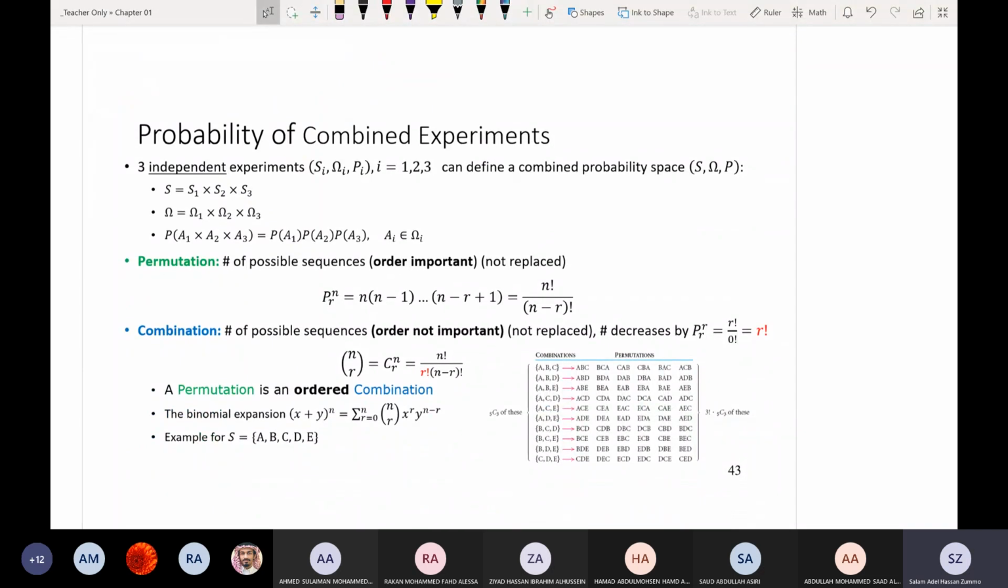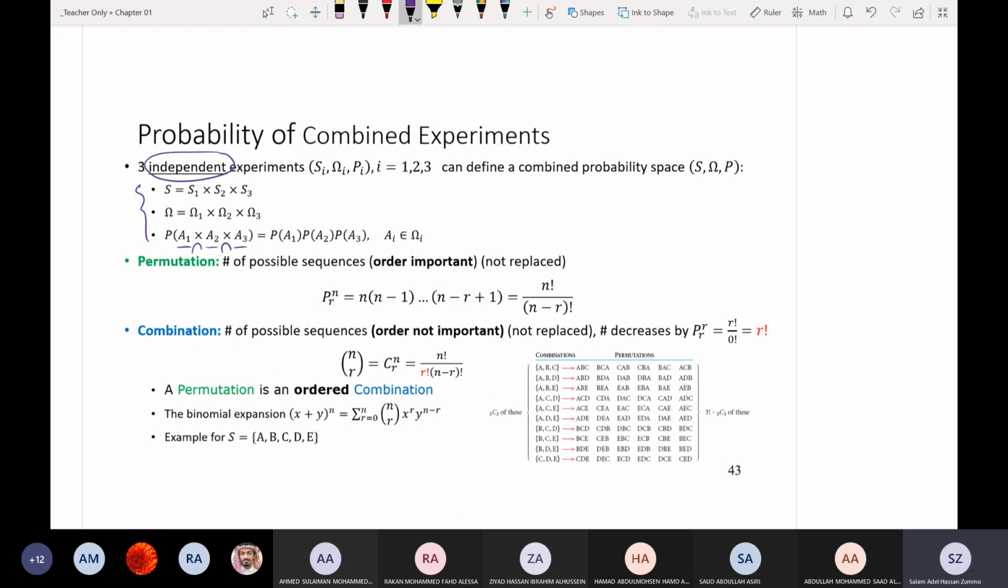So for example here, the three independent experiments can be defined by the combined probability space, as we said. This is the extension of what we talked about. Of course, if they are independent experiments, then the probability of these events A1 product A2 product A3, or A1 intersect A2 intersect A3, will be the product of the probability of A1 multiplied by probability of A2 multiplied by probability of A3. These are if they are independent.